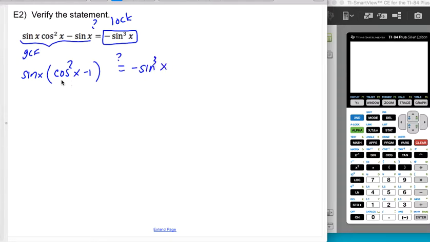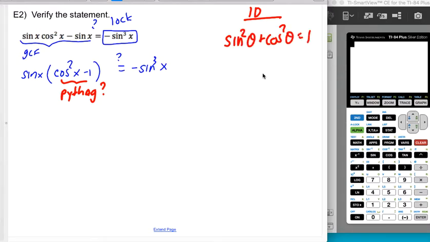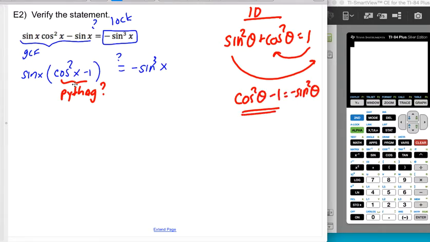Well, this looks like it might be a Pythagorean identity, right? And so I say, oh, I know the Pythagorean identity. It says that sine squared theta plus cosine squared theta is 1, right? So if I subtract the sine over and subtract the 1 over, I get cosine squared theta minus 1 is a negative sine squared theta. And that means I can replace this whole thing with a negative sine squared.